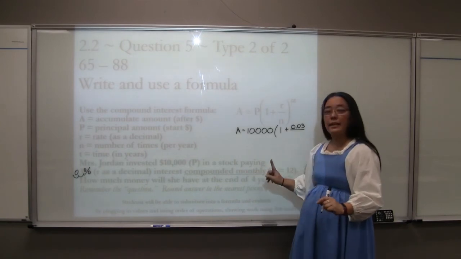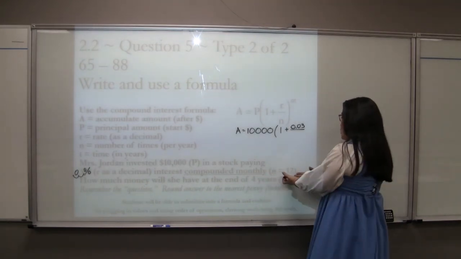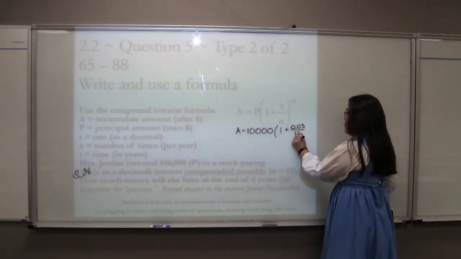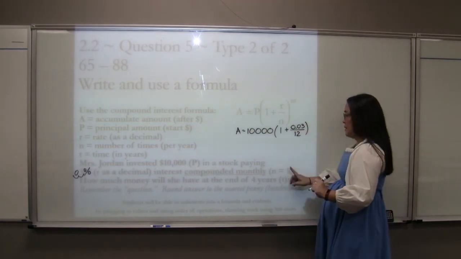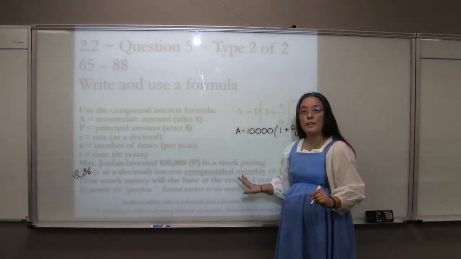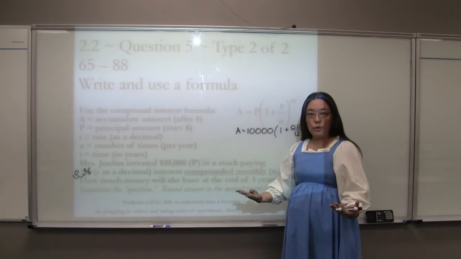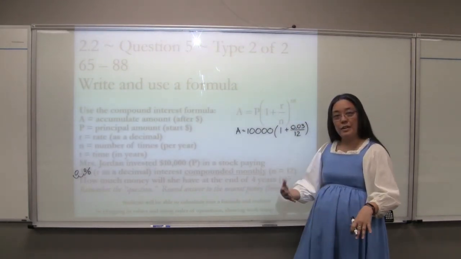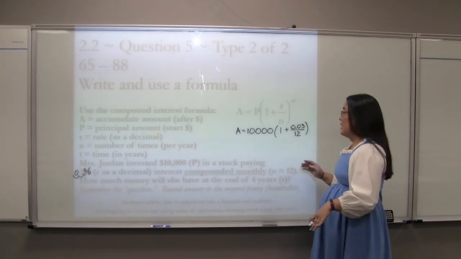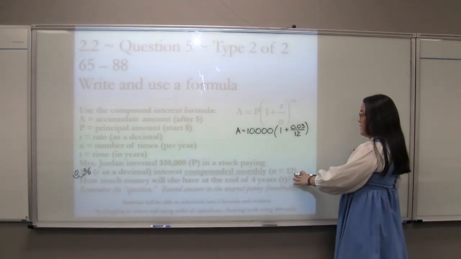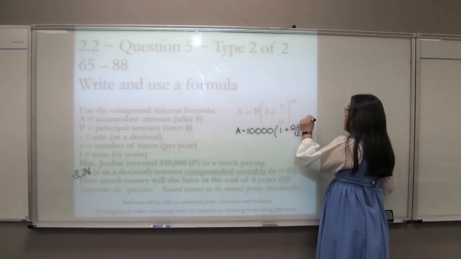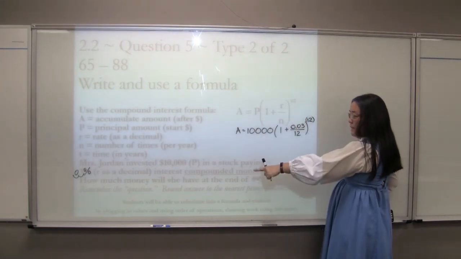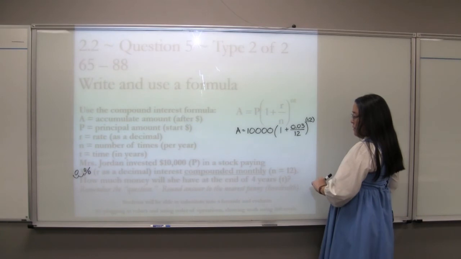N, the number of times. It's compounded monthly. How many months are in a year? 12 months are in a year. N is 12. Now, something to think about, if it was compounded quarterly, there's four quarters in a year, like in our school year. If it was daily, there are 365 days in a year. If it was weekly, that would be 52 weeks in a year. N is here as well, so the 12 goes here as well, and then times the t, and it is at the end of 4 years.